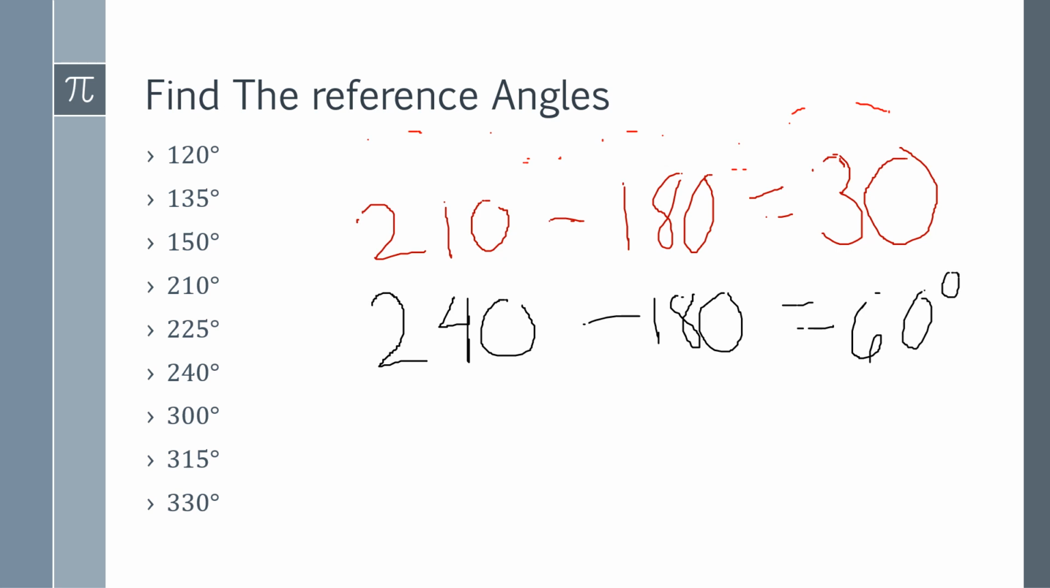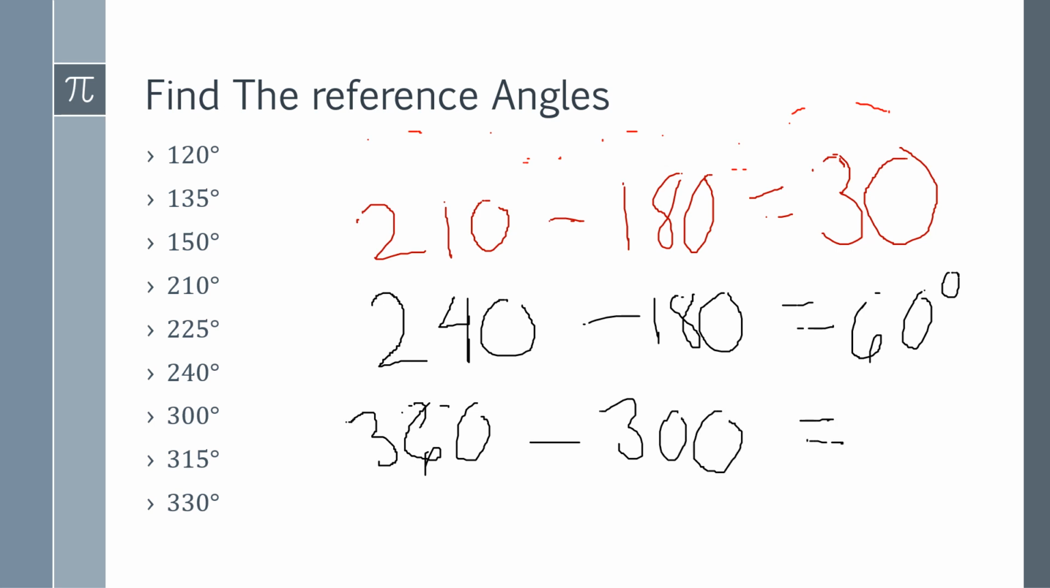Alright, so I did some in quadrant 3, so let's do stuff in quadrant 4. Let's do 300, because 300 is in quadrant 4, meaning that it's from 271 to 360 degrees. So you're going to go 360 minus 300. And when I subtract that, that's 60 degrees right there.